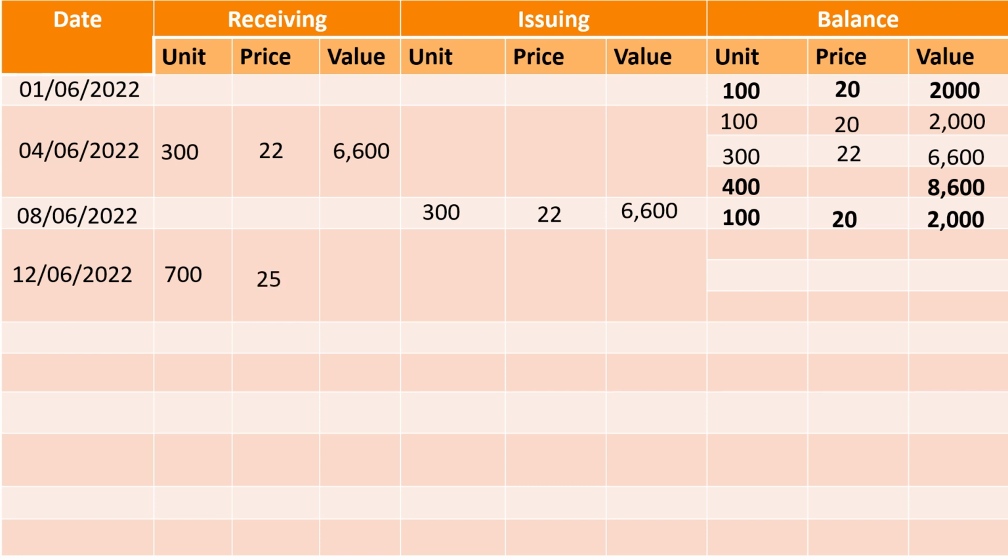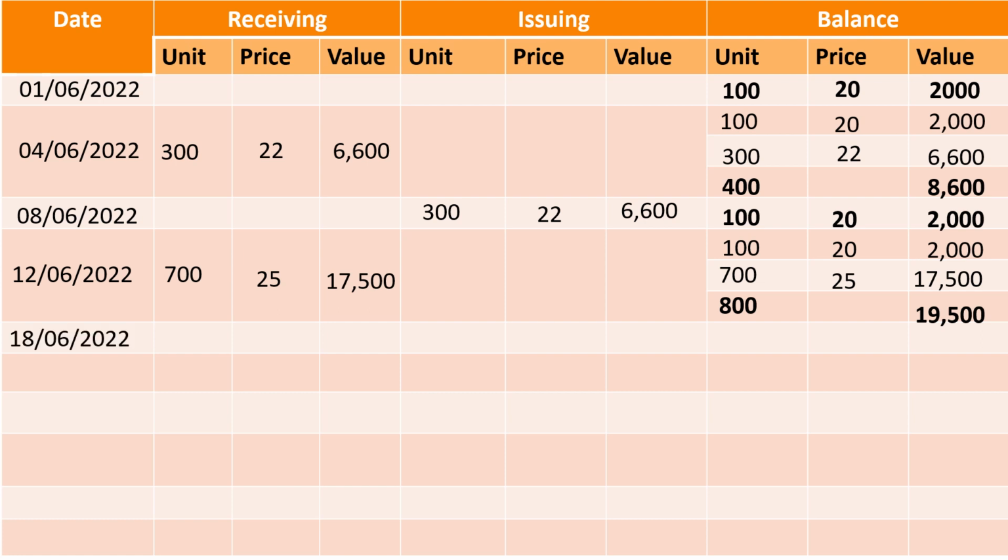Then on 12th June, they have received 700 at 25 rupees. So the total value is 17,500. So now we have to add the opening inventory value, at the same time, the latest purchase units. So the total inventory in units is 800, that is 100 plus 700. Then the value is 2,000 plus 17,500. So the total value is 19,500 as at 12th June.